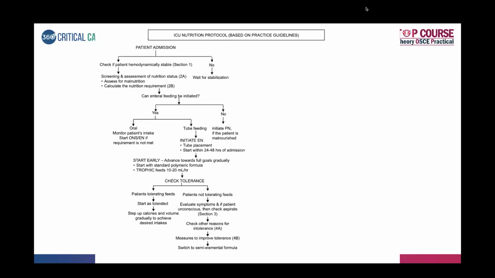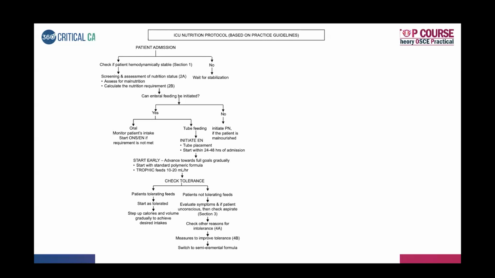So this is just what I adapted from the ISCCM guidelines. So on patient admission, check if they are stable or not. If they are not stable, wait for the stabilization. Then if they are stable, you assess the patient for risk of malnutrition. So you do the NUTRIC score and the SGA, do anthropometric assessment if it is feasible, assess the electrolytes and the nutritional requirements.